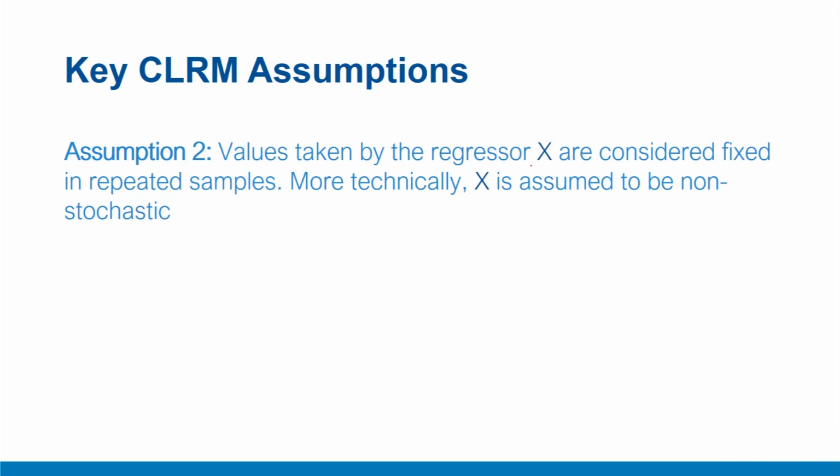The second assumption is that the values of x in repeated samples are fixed. That means they are not stochastic, and they do not have any random component. So they are fixed in nature. Unlike y or the error term, they don't have any probabilistic distribution. They are fixed and estimated with certainty. There is no stochastic aspect of x.